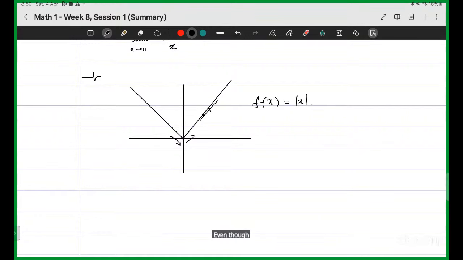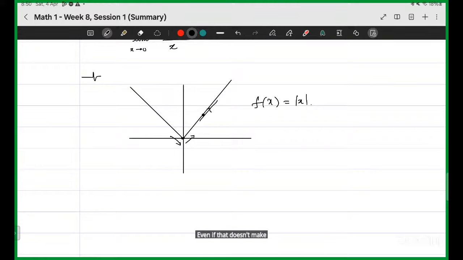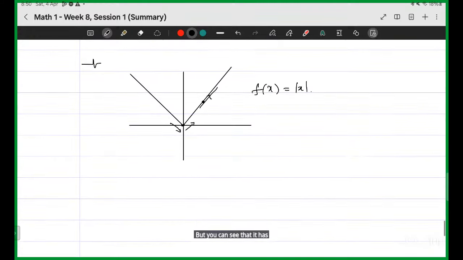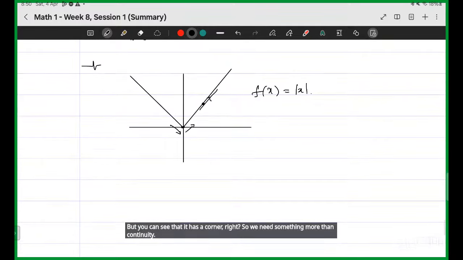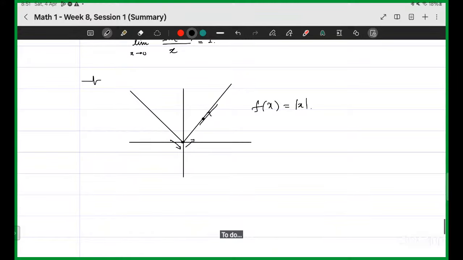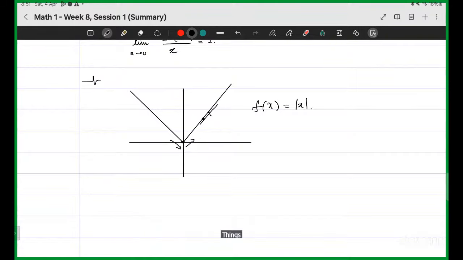Even though there is no break in the function, the direction in which the function is going has a jump. Even if that doesn't make sense to you right now, that's fine. But you can see that it has a corner, right? So we need something more than continuity to do calculus, where you measure instantaneous rates of change. If you are looking at something called rate of change, things like this should be avoided.